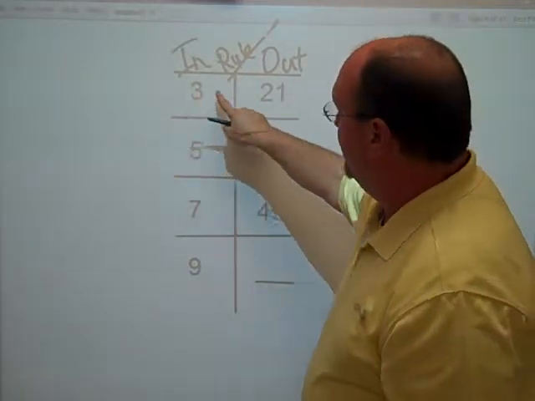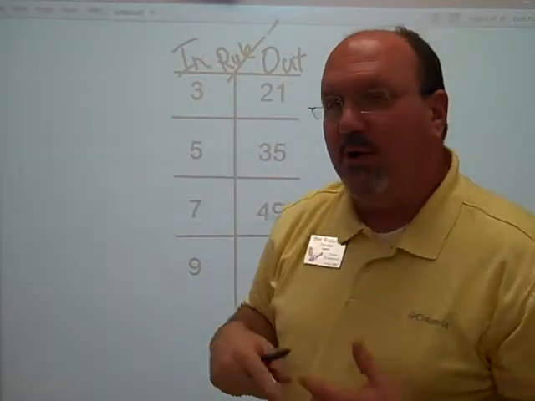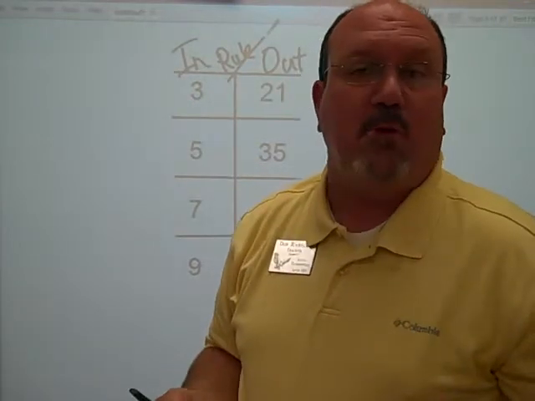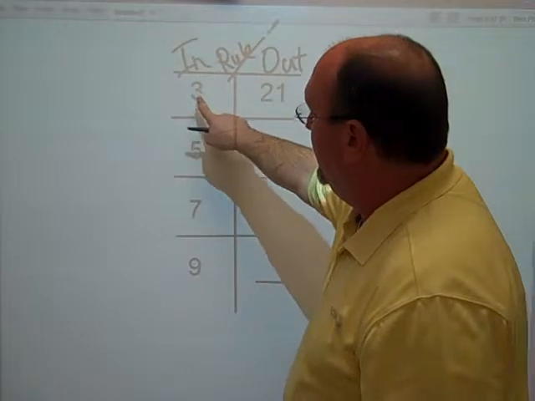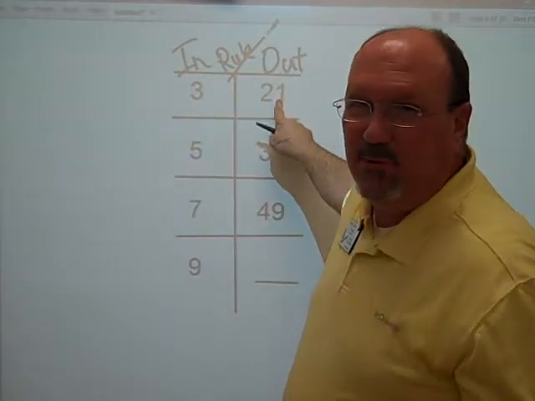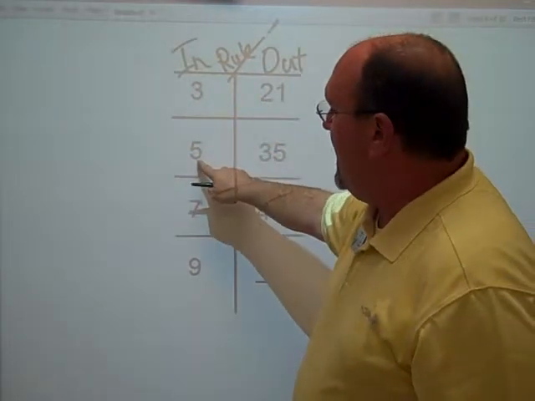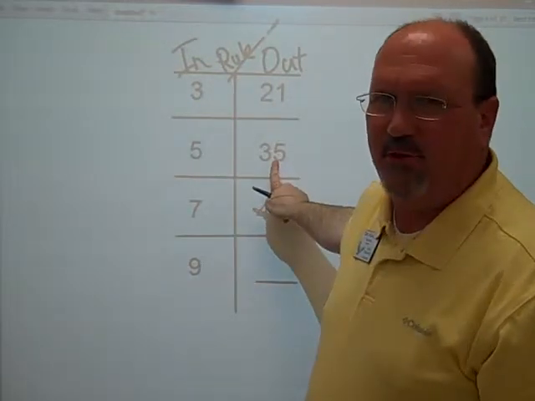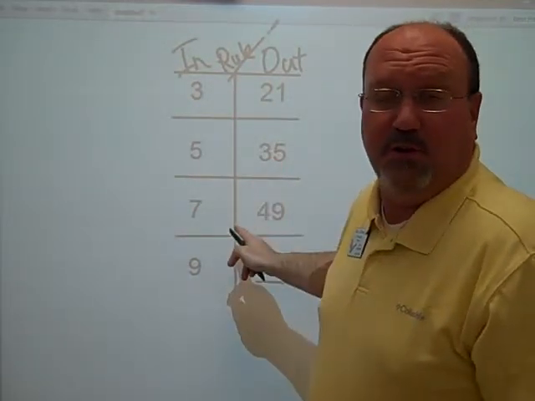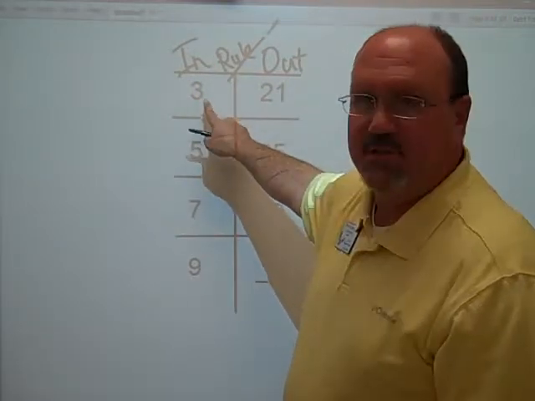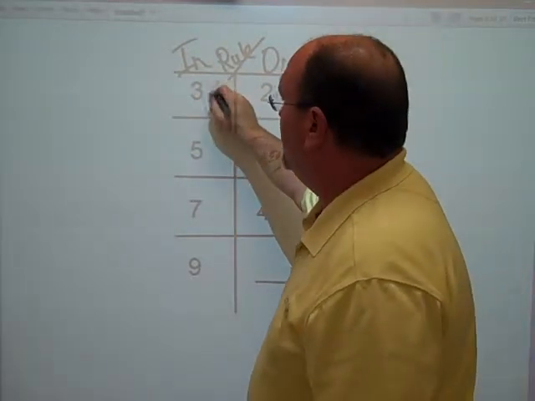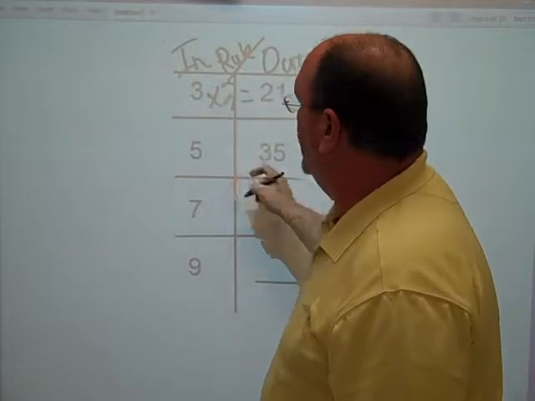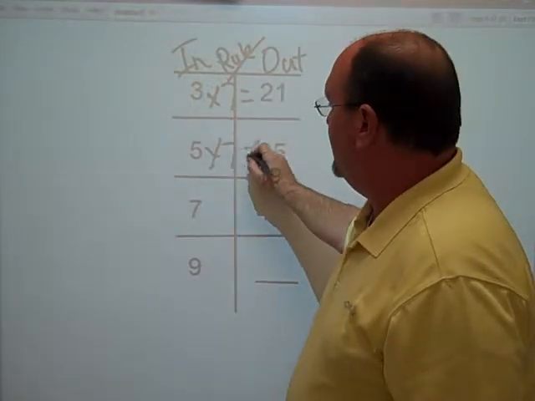Now we know it's going from 3 to 21, so we know when the number gets bigger we're either adding or we're multiplying. So let's try adding. 3 plus 18 would be 21, but 5 plus 18, because the rule stays the same, doesn't give 35, so it's not addition. It must be multiplication. 3 times some number is 21. Well, we know that's times 7. 5 times 7 is 35.